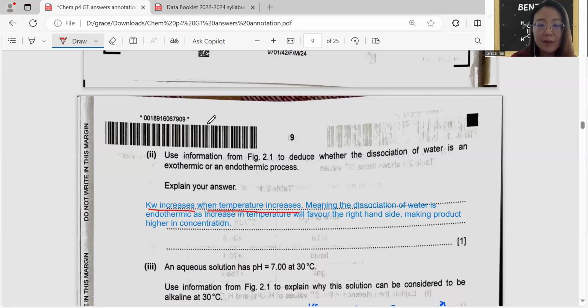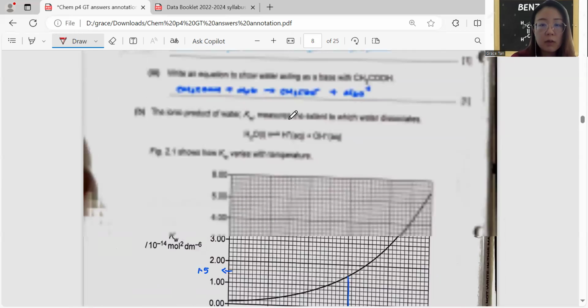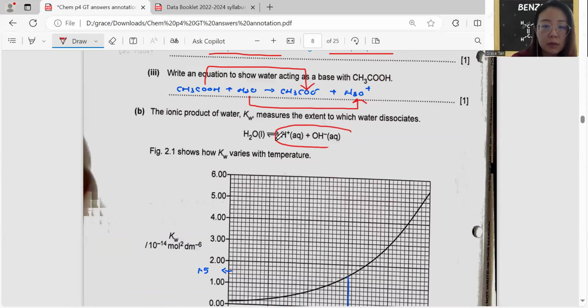Okay. Now, the mark is: the dissociation of water is endothermic. This is the one. Why? Because an increase in temperature will favor the right-hand side for an endothermic reaction. Therefore, your product will have a higher concentration. So what is your product? Your product is the multiplication of the H+ and the OH-. So when this one goes up, your Kw also goes up.